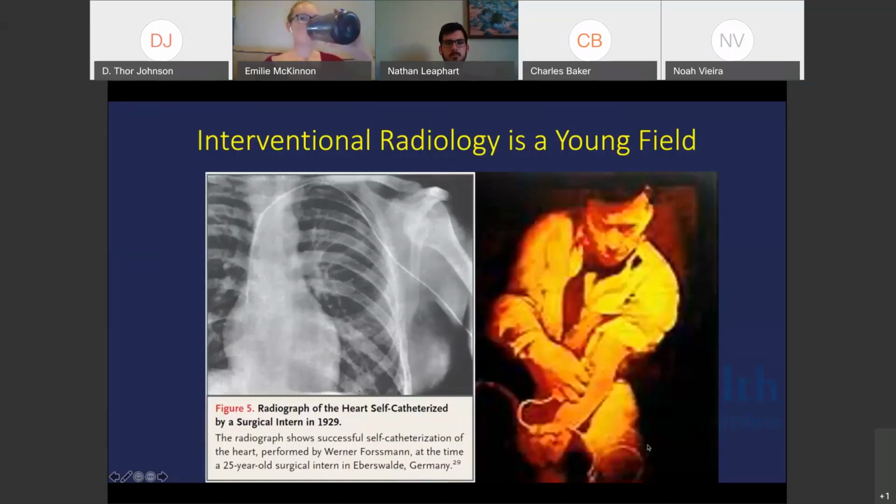And this is the event that sort of started interventional radiology. This is a guy named Werner Forsman. And in the 1920s, they actually believed that if you put a catheter into a blood vessel, it would cause spasm and that the patient would die. And so Forsman, who was a surgical intern in Germany, didn't believe this is true. And so he actually did a cut down on his brachial vein and actually put a catheter into his heart and then took an x-ray. And he did not die.